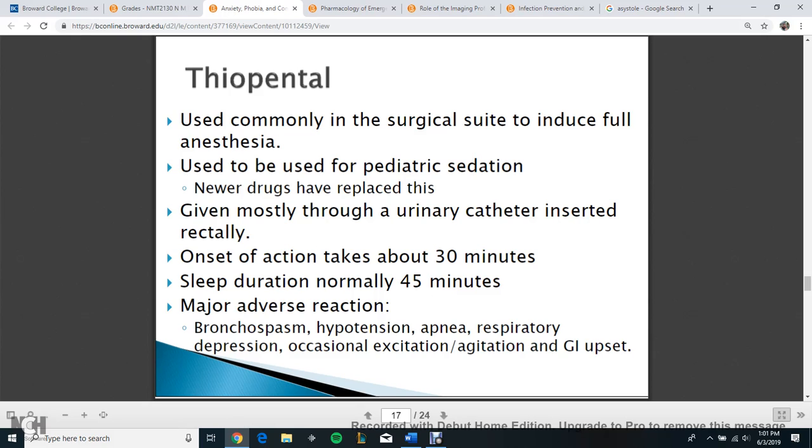Given mostly through a urinary catheter inserted rectally, onset of action takes about 30 minutes, and sleep duration is normally 45 minutes. Major adverse reactions: bronchospasm, hypotension, apnea, respiratory depression, occasional excitation, agitation, and GI upset.